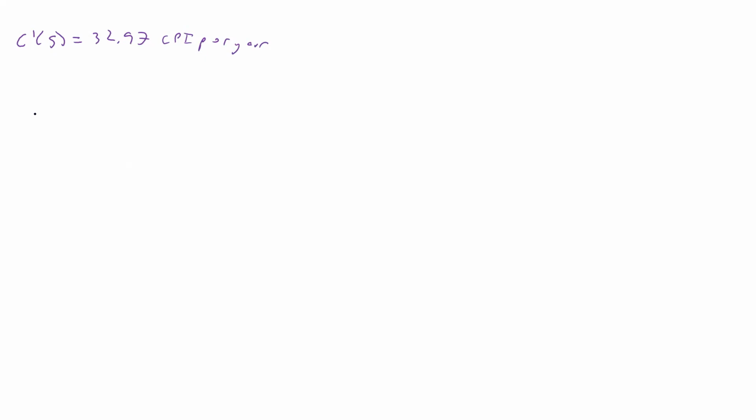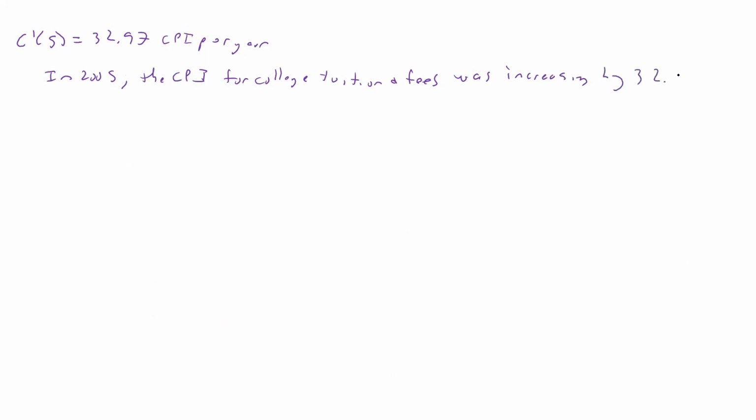It's going to be our CPI per year, our number for CPI per year, okay? And so it said interpret, so we can say in 2005, the CPI for, what was it, college tuition? Yeah, college tuition and fees is going up, increasing by 32.97 per year, okay?